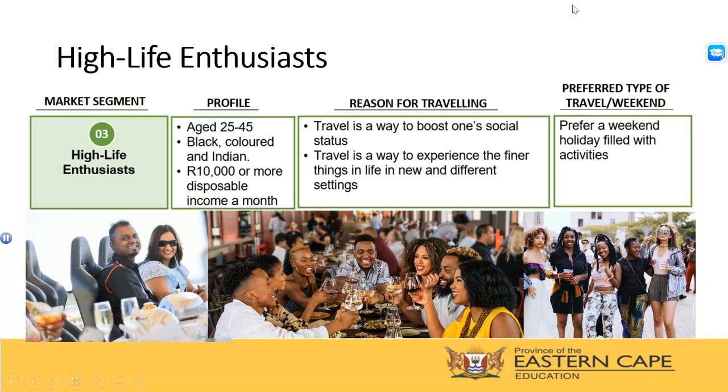Grade 11s, if we then continue taking a look at the different market segments, you'll see the next one that comes up is High Life Enthusiasts. If you take a look at their profile, you will see that they are aged between 25 and 45 years old, black, colored, and Indian people with a disposable income of 10,000 Rand or more a month.